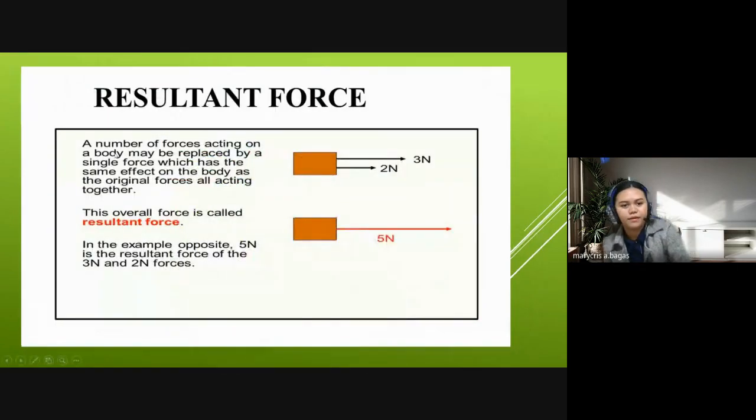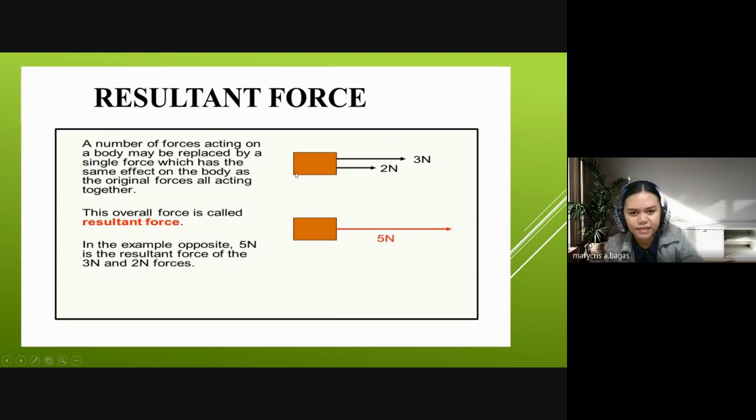Okay. A number of forces acting on a body may be replaced by a single force, which has the same effect on the body as the original forces, all acting together. This overall force is called the resultant force. In the example, 5 Newton is the resultant force of the 3 Newton and 2 Newton forces.